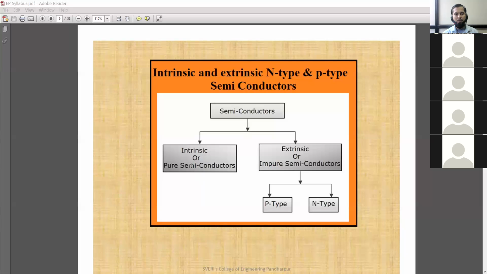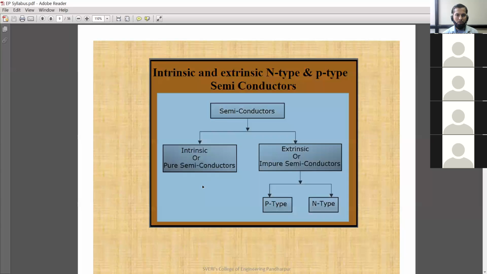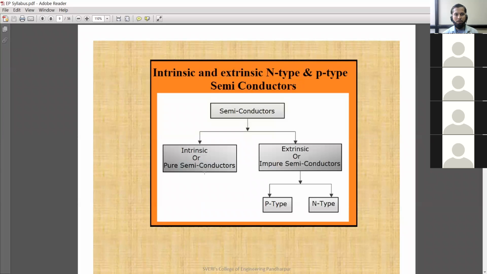When room temperature or above room temperature condition takes place, these electrons are breaking the bonds and they are shifting from valence band to conduction band. We are getting some conductivity which is not as much compared to conductors. That's why these materials are called semiconductors. So depending upon temperature, its conductivity property changes.